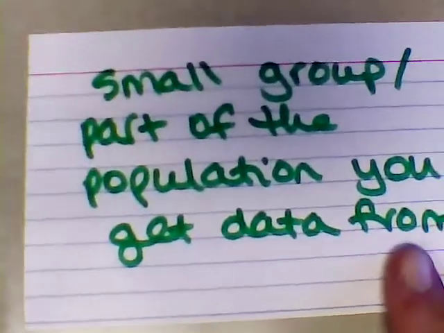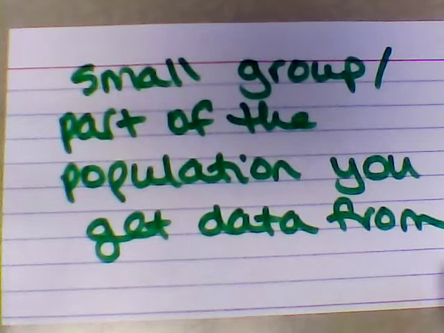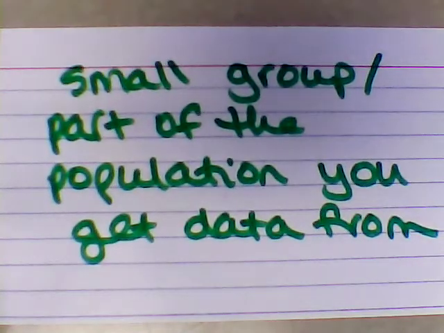Okay, so because we can't talk to our entire population, we take a sample. So that's our next word. Sampling, if done correctly, should be a good representation of your population. So samples are the small group or the part of the population that you are getting data from. So I don't want to go talk to all of the high school students here to figure out their SAT score. I only want to talk to some of them. So I'm going to take a sample.